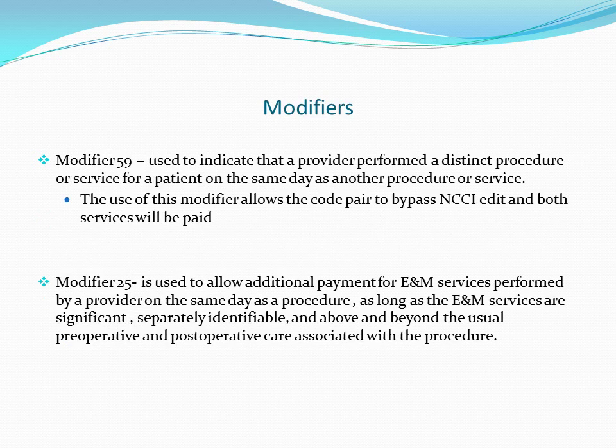Modifiers. Modifier 59 is used to indicate that a provider performed a distinct procedure or service for a patient on the same day as another procedure or service. The use of this modifier allows a payer to bypass the NCCI edit and both services will be paid. Modifier 25 is used to allow additional payments for E&M services performed by a provider on the same day as a procedure, as long as the E&M services are significant, separately identifiable, and above and beyond the usual preoperative and postoperative care associated with the procedure.